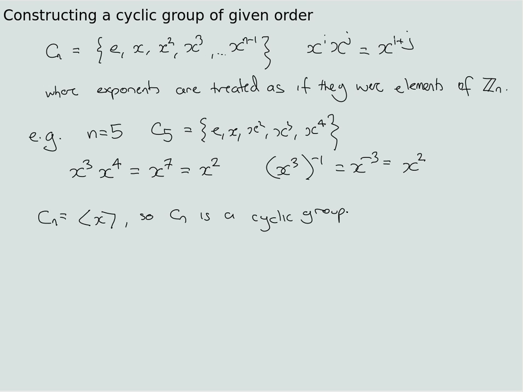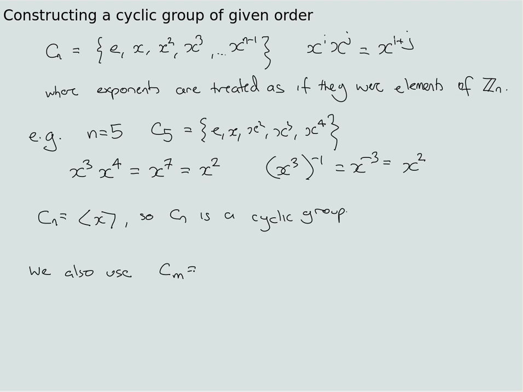Of course, it may have other generators as well, but at least x is a generator for Cn. Okay, so there's nothing special about the letter x, and often when we want to talk about two cyclic groups at the same time, we might use a different letter as a generator as well. So we'll also use different letters as generators.